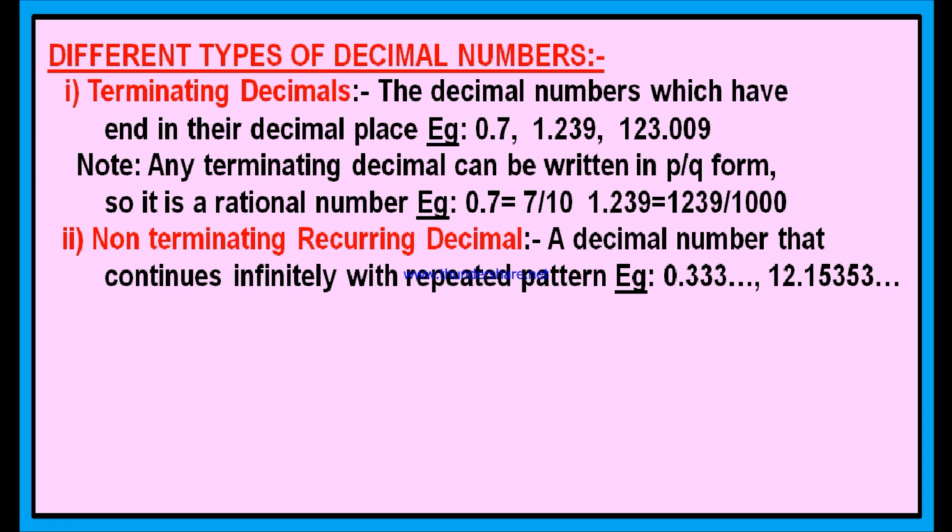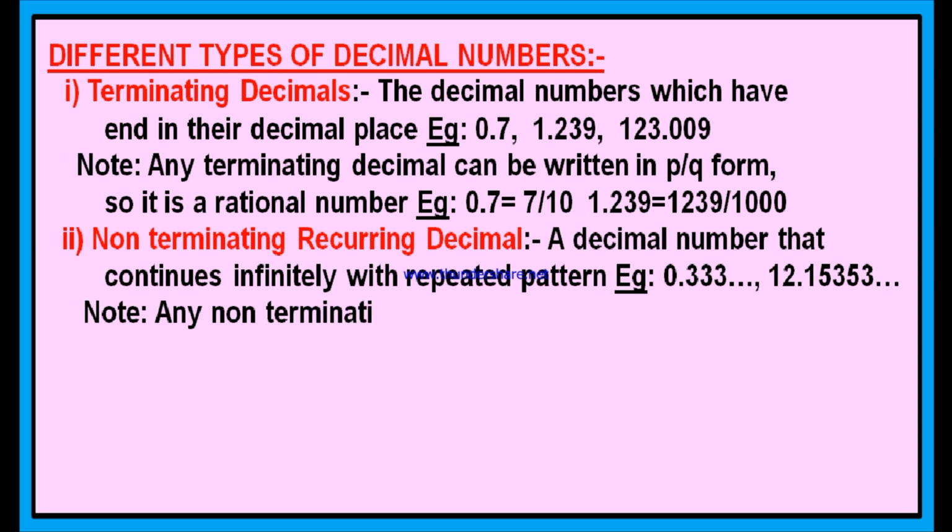Therefore, it is non-terminating. And at the same time, the decimal part, 53, is repeating. 535353. 53 is repeating. Therefore, it is a recurring decimal. A decimal number that continues infinitely with a repeated pattern is called a non-terminating recurring decimal.